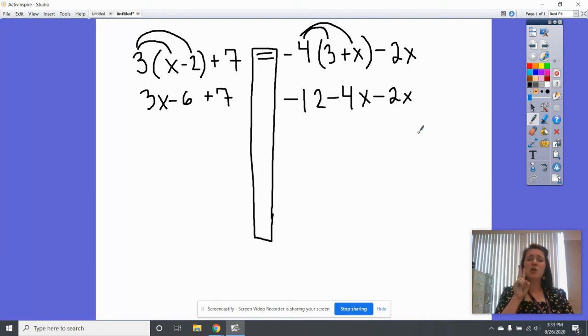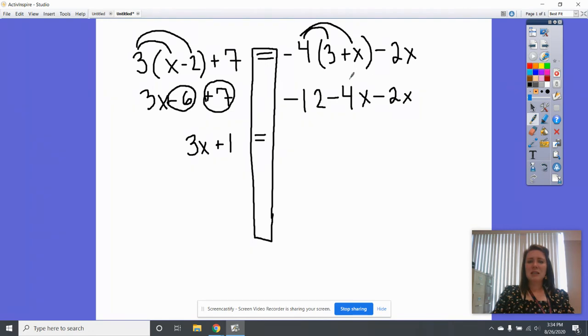My second step is to combine like terms only on each side of the equal sign. What I mean by that is I'm going to look only at this side of the equal sign, only the left side. What like terms can I combine? Well, I have this negative 6 and this positive 7. I can combine those together. Negative 6 plus 7 is just a positive 1. And then I just bring that 3x down because there's nothing on this side for it to combine with.